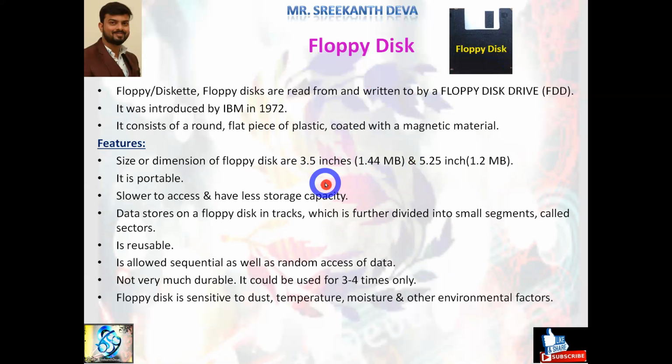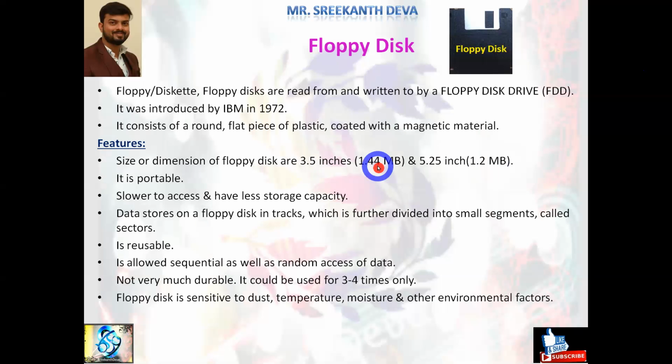Compared to a hard disk, it has very little storage capacity. The storage capacity of a 3.5 inch floppy disk is how much? 1.44 MB. And 5.25 inches is how much? 1.2 MB only. Floppy disks are reusable. We can write new data on a floppy disk after erasing the previous data.